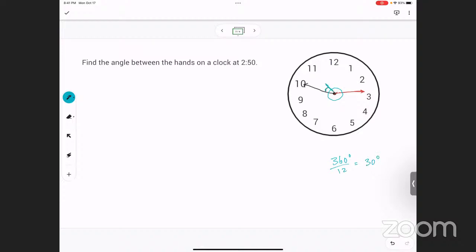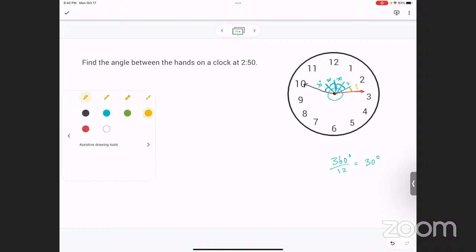This is 30 degrees. This is 30 degrees. This is 30 degrees. And this is 30 degrees. But then I'm going a little bit more, and that's the big question. What's the little amount more that I'm going here? So we're going to have to come up with a formula for that. So I know that those blue ones are each 30 degrees, right? So 30 plus 30 plus 30 plus 30, that's 120. But then what's that little yellow piece?